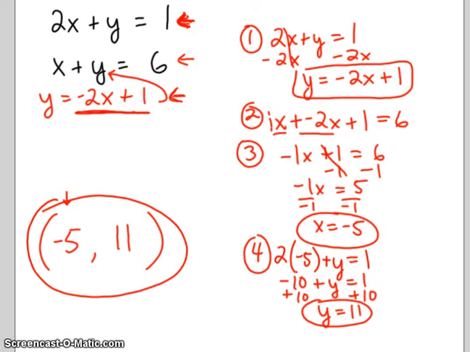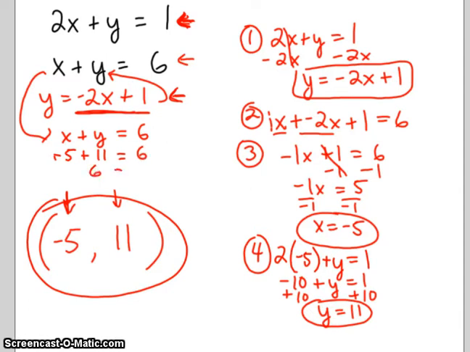If you're not sure if you did it correctly or not, what can you do? You can always plug the numbers back into one or both equations. So if I look at this equation here, x plus y equals 6, my value is negative 5 for x and 11 for y. Well, what's negative 5 plus 11? Is that 6? Yes. So I did it correctly.